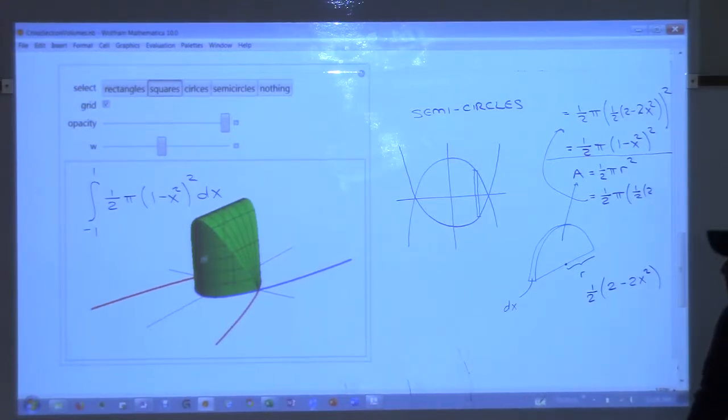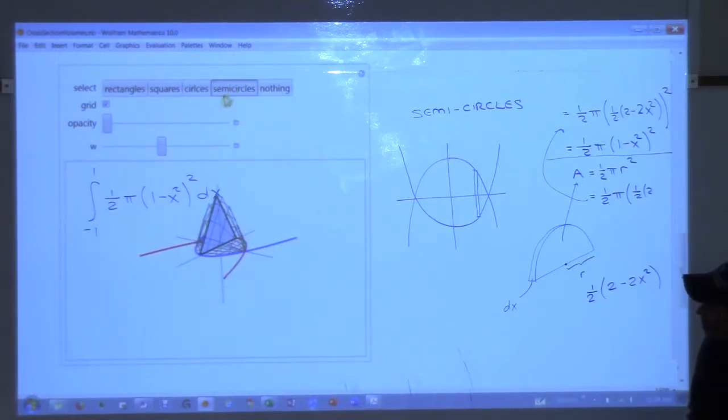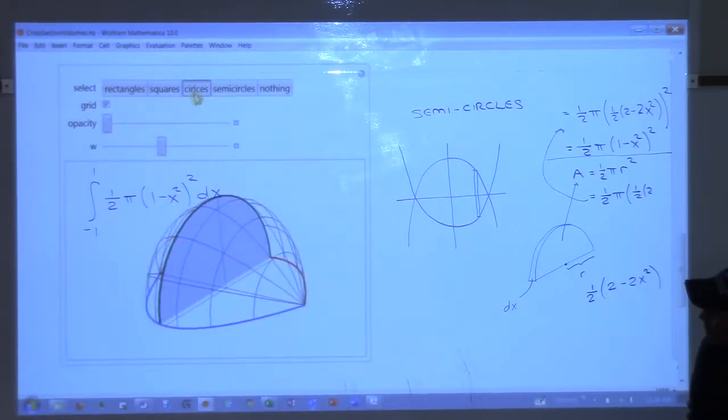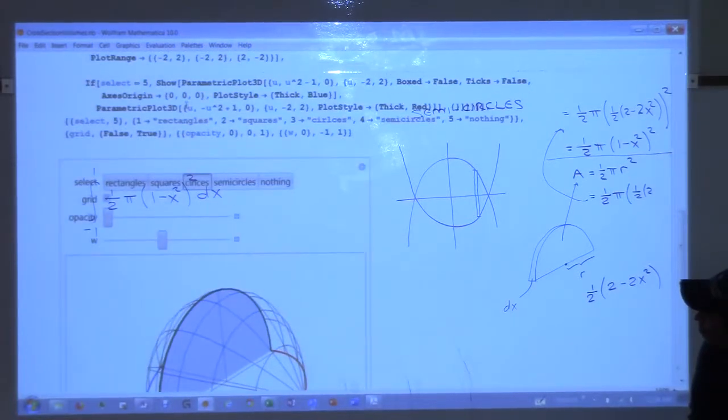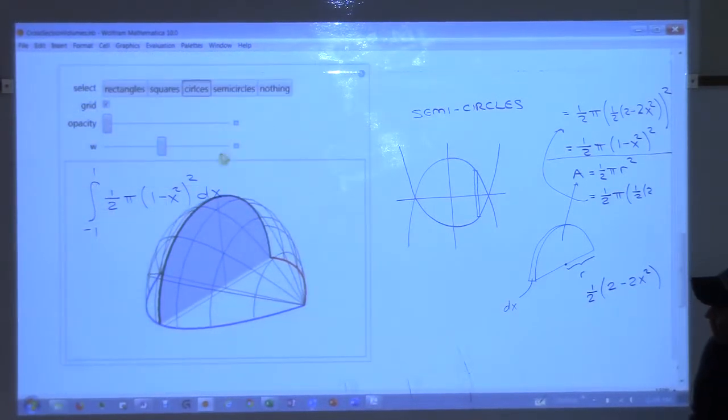Okay, so you want to see what they look like? So if we do semicircles, that's not a semicircle. What the heck? There they are. I must have this wrong in my code. Okay, it's okay.